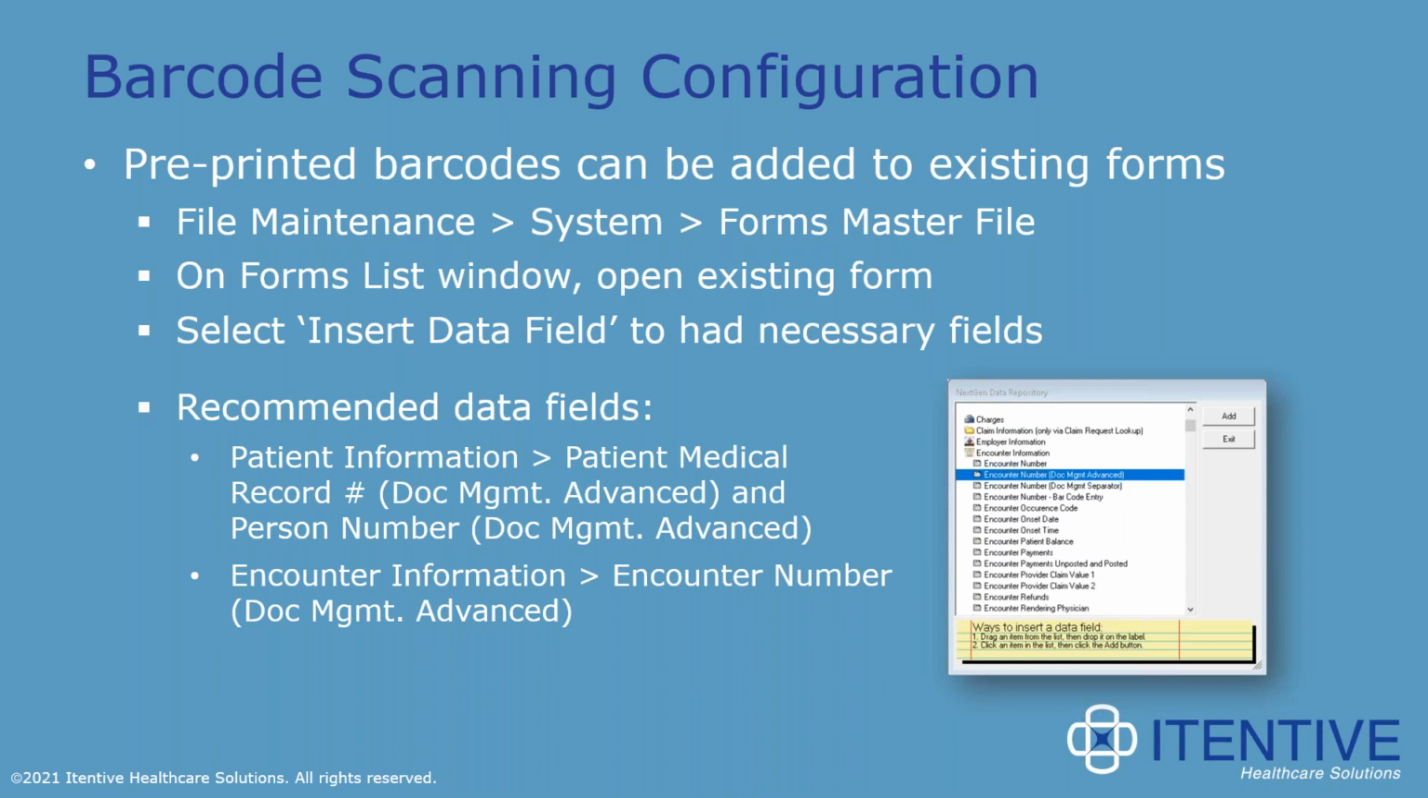So for example, under the patient information section, you would add the patient medical record number as well as the person number, and then under encounter information, that encounter number. So then you could print this form like we saw with our barcode separator sheets. From your normal workflow, you would just print that form and then that barcode would be added to it.